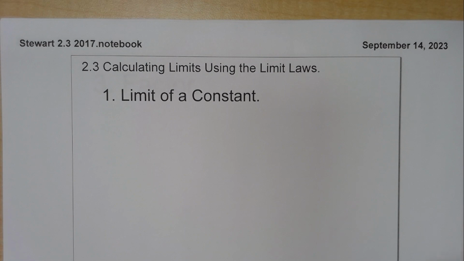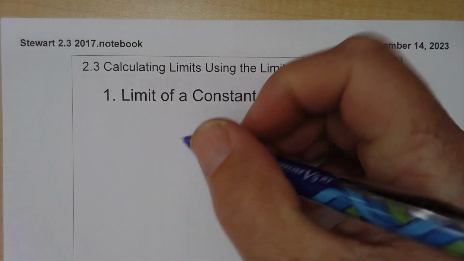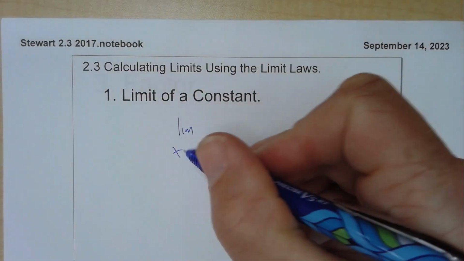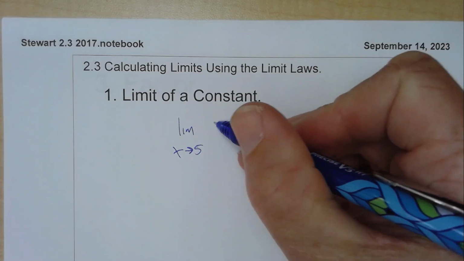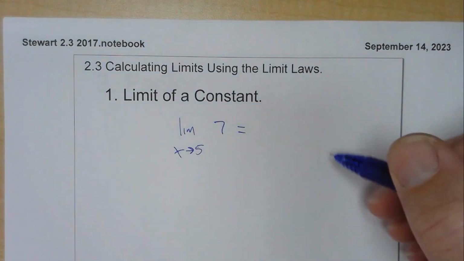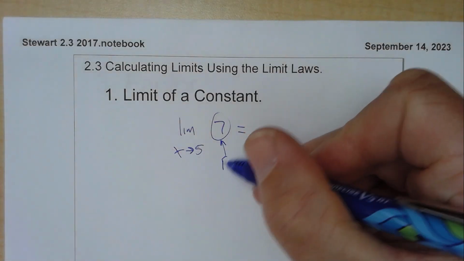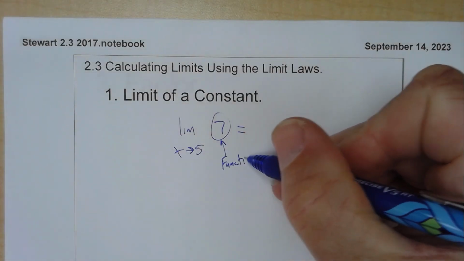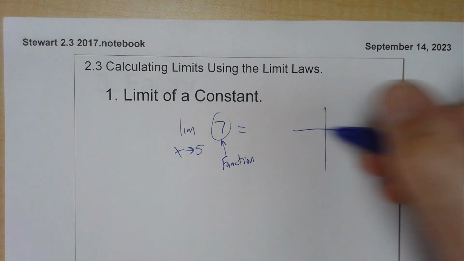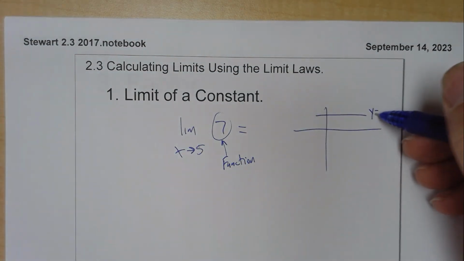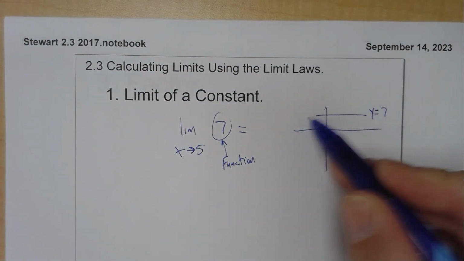So the first thing is the limit of a constant. If we say the limit as x goes to 5 of 7 is equal to what? Well, that's your function right there. The function is 7. That's the function y equals 7. It's a constant function. It's always 7.